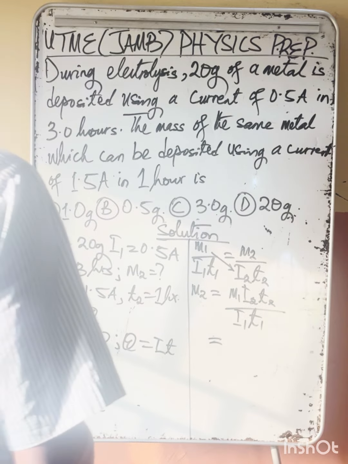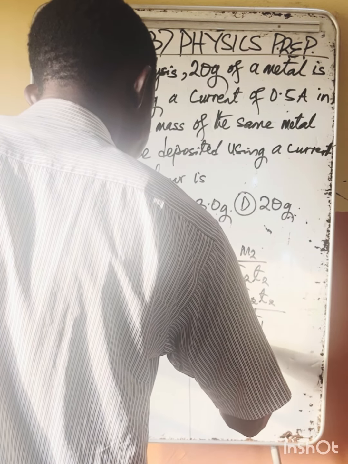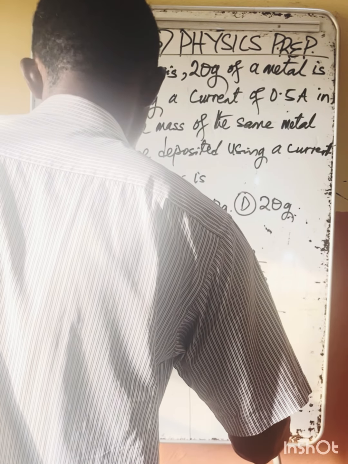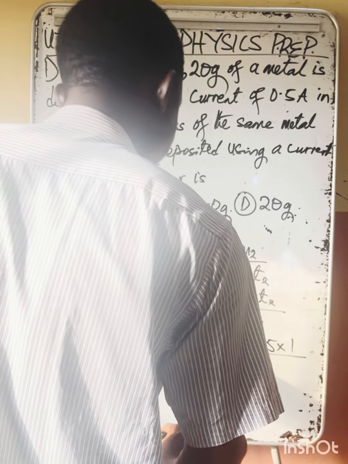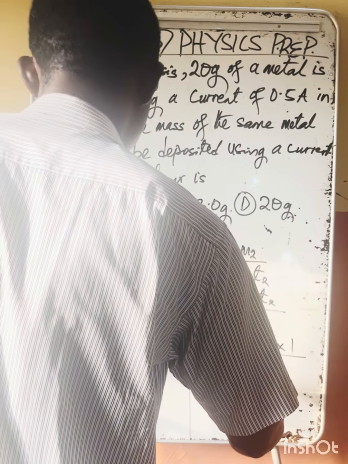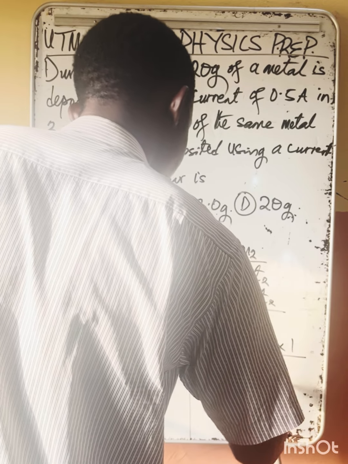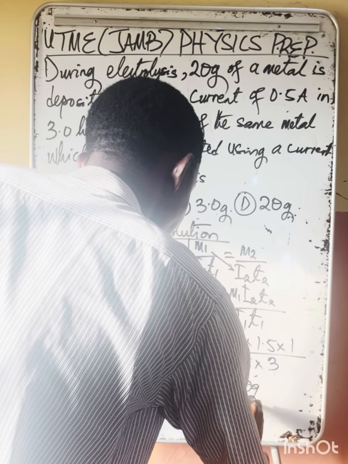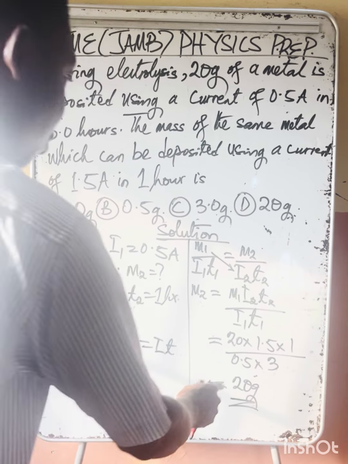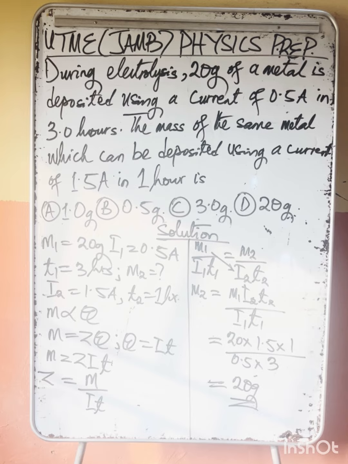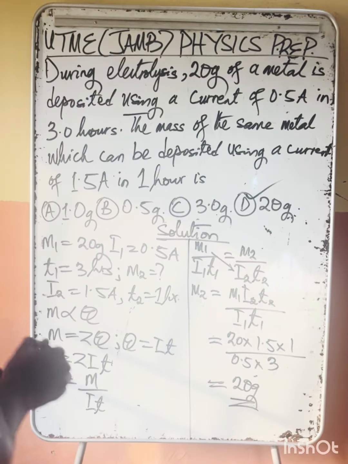Let's move on. M1 in the question is 20, times I2 which is 1.5, times T2 which is 1, divided by I1 which is 0.5, times T1 which is 3. If we work through all of this, we get 20 grams as our final answer. How do I quickly know? 0.5 times 3 is 1.5, so they will cancel out, leaving us with 20 grams. It is this easy to tell. And from here, our answer is obviously option D.